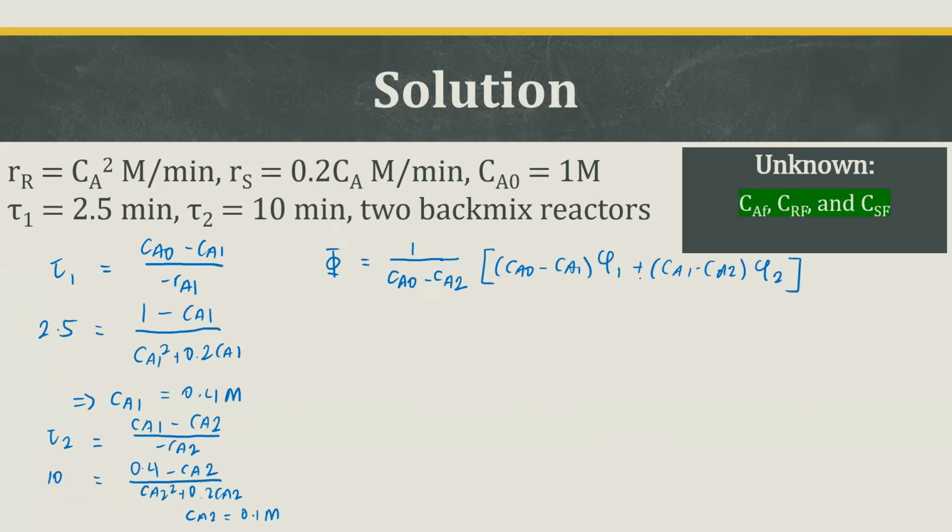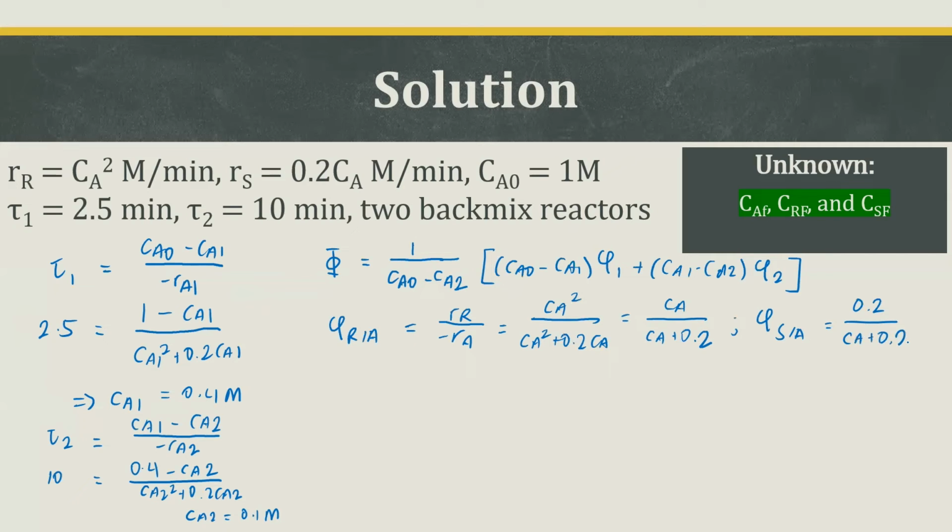But what are these values? Let's solve first for phi of R over A and phi of S over A. So phi of R over A is just the rate of R over negative rate of A. So that's Ca squared all over Ca squared plus 0.2 Ca. Or let's simplify this to Ca over Ca plus 0.2. Using the same method, you should get phi of S over A equal to 0.2 over Ca plus 0.2.